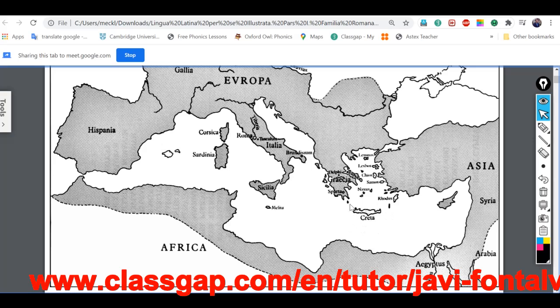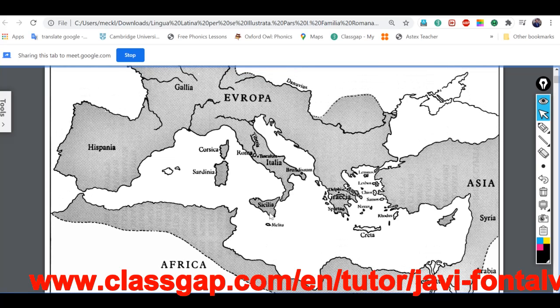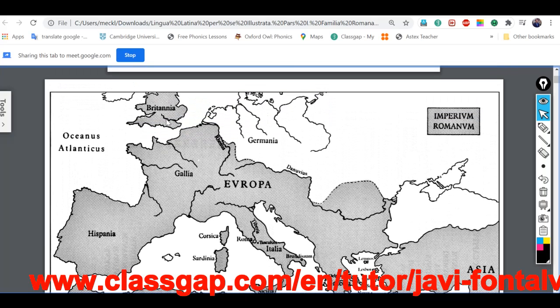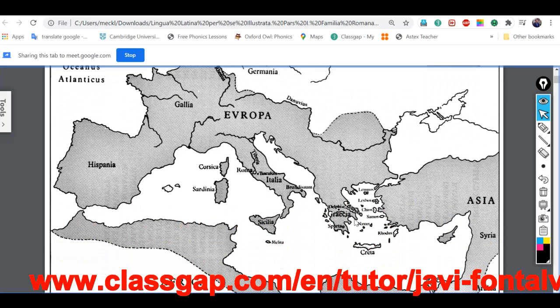Okay. Here we have Creta. So this is the same pronunciation as in Spanish, actually. It's Crete, yeah, Creta. This is Melita. So this is an island. Do you know this island? What island is this? That is Malta. So in Latin, Malta is Melita. For example, London. London is Londinium. Okay. We also have Asia.